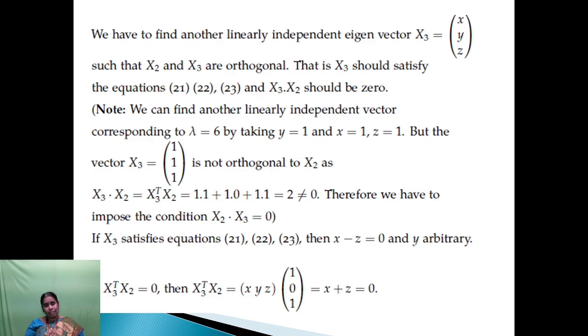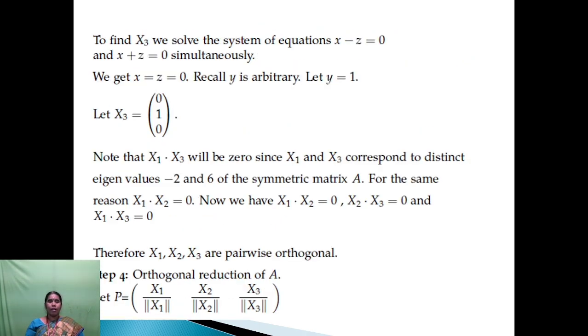Using the above eigenvectors, we are going to calculate the third one. To find x3, we just solve the equations x minus z equal to 0 and x plus z equal to 0 simultaneously. Here we get x is 0 and z is 0. And recall that here y is arbitrary, so we can take any value, let us assume it is 1. Therefore, the eigenvector capital X3 is (0, 1, 0), which is a non-zero eigenvector.